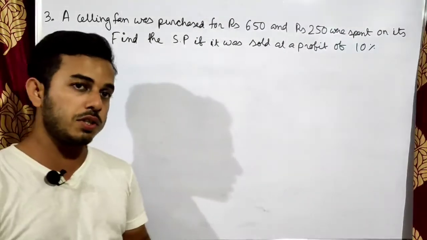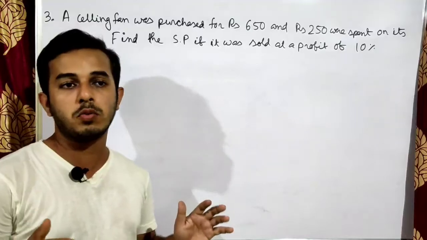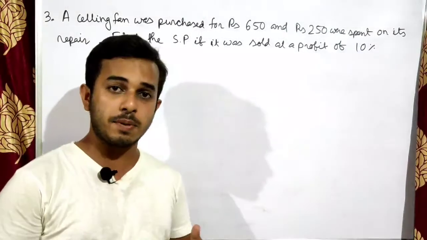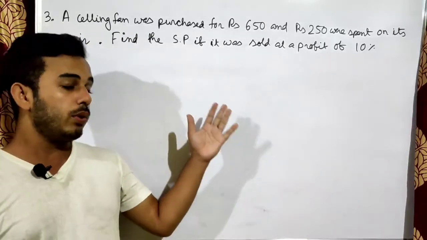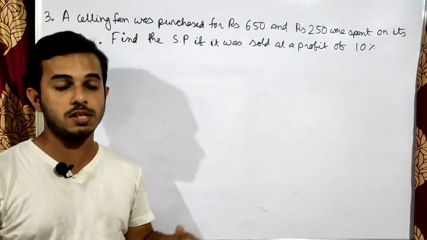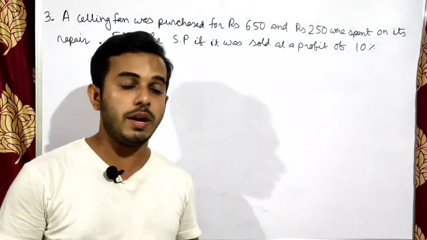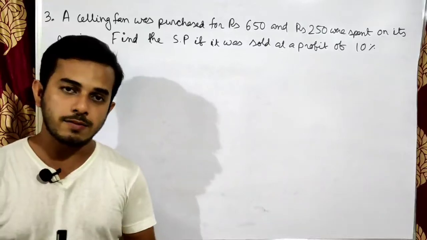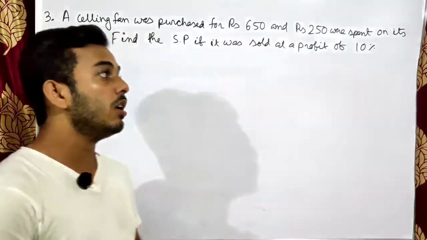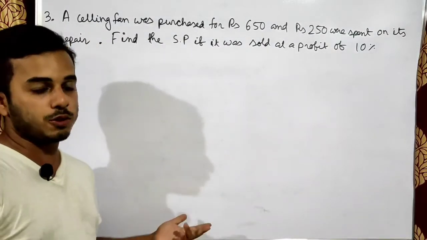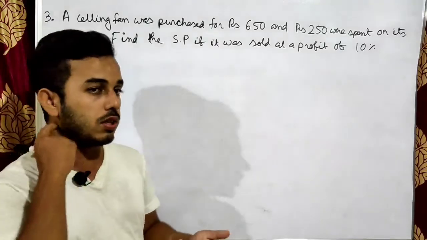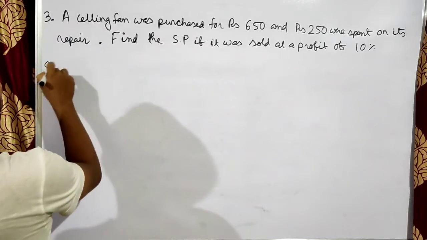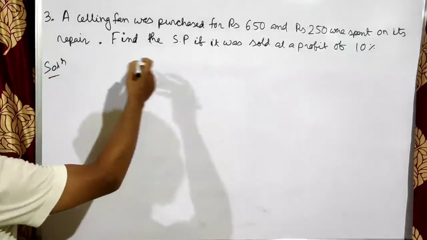Our third question is exactly the same as our previous one. In this also we have cost price as well as extra expenses, and then we have profit also, and same as the earlier one, here also we have to find out the SP, that is the selling price. So first of all let us find out the effective cost price, then we will easily find out the selling price.